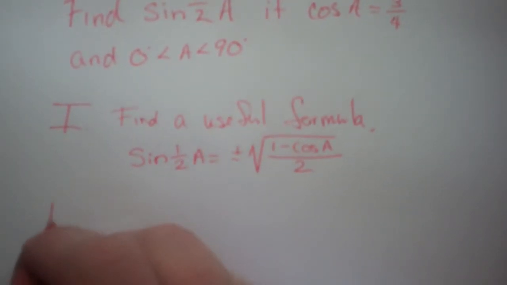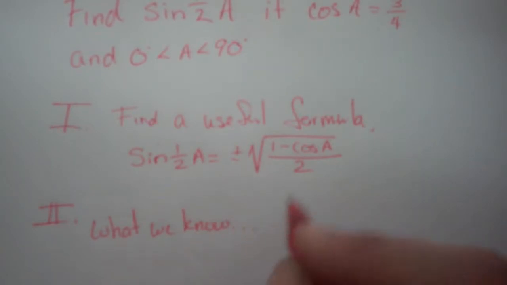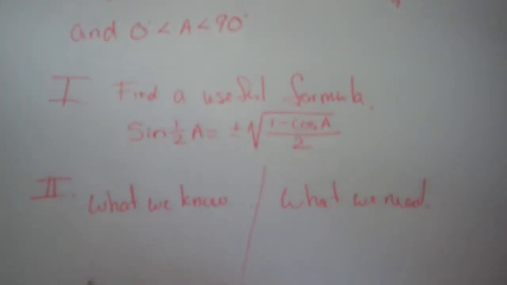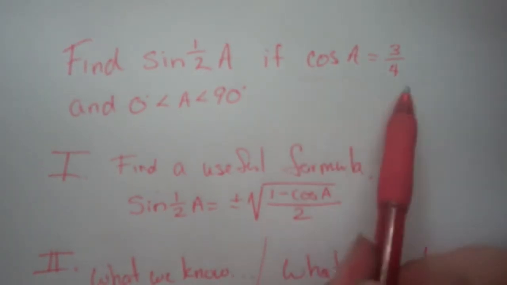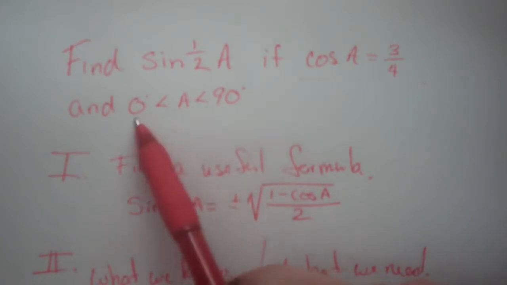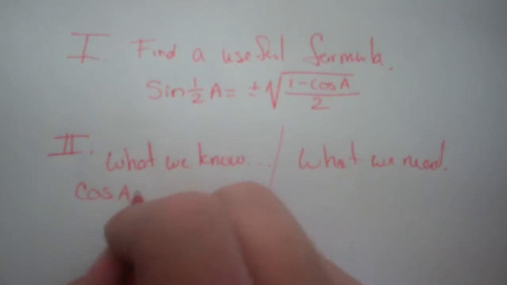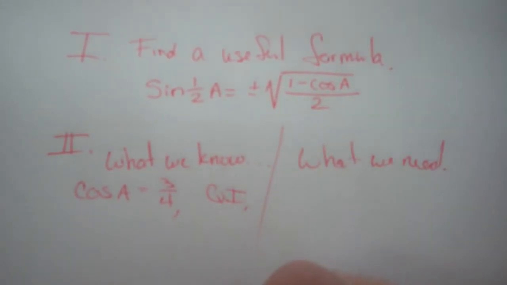The second step is to be clear about what we know and what we need. So what things do we know? Well, we know that the cosine of a is equal to 3/4. We also know that this is an angle that is in the first quadrant. I'm going to list that as something we know. The cosine of a is equal to 3/4, and we are in quadrant 1.